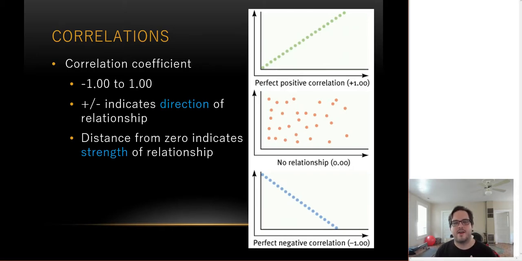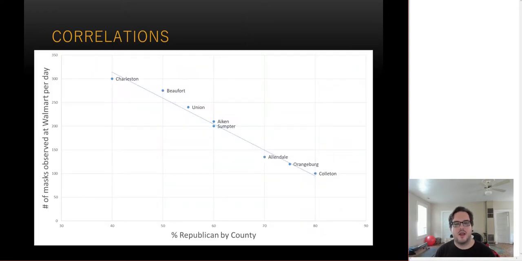Now, what we found is something called a negative correlation. So this would be if that number moves closer to -1 from 0. As it moves closer to -1, it's still a stronger relationship. But now we're saying that as one score increases, the other one tends to decrease. And that's what we found here. As percentage of Republicans increased, the number of masks decreased.